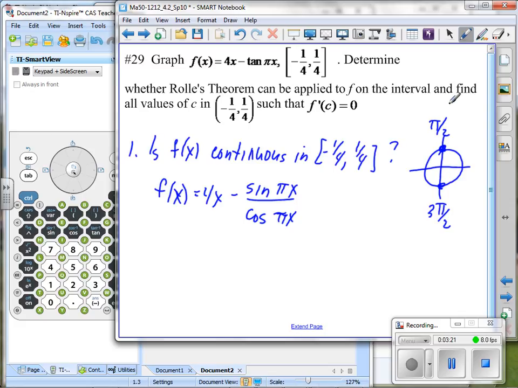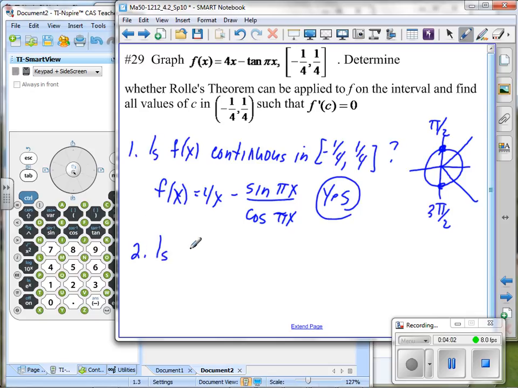let's see, x is -1/4, so that would be negative pi divided by 4. If I make x be 1/4, negative pi divided by 4 is going to be somewhere in here, right? Terminal side. And pi divided by 4 is going to be somewhere in here. So is tangent in jeopardy of being undefined at those? No. Okay. So I think we're safe on that. So the answer would be, is it continuous? The answer would be yes.